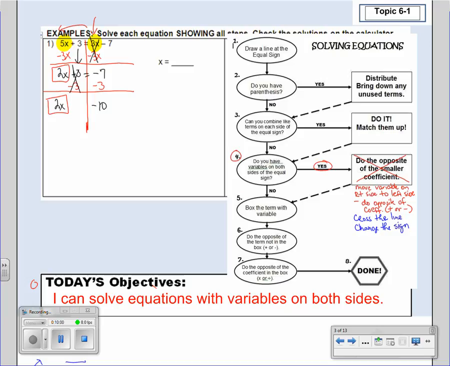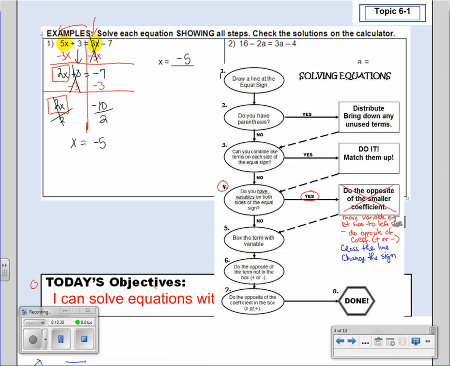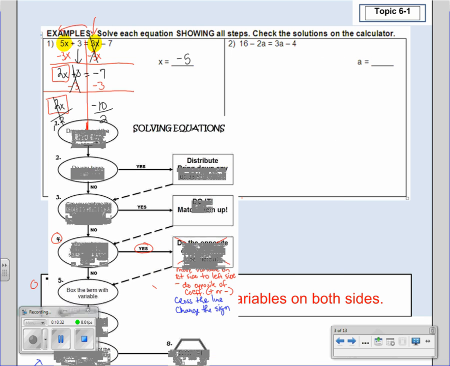Last step says do the opposite of the coefficient in the box. So I need to get rid of the coefficient that's in the box. That's the 2. It's being multiplied by x, so the opposite is divide by 2. And notice I do not change the sign of this 2 because it's in the box. I cannot change the sign. The 2's will cancel. On the left, we're left with x. Negative 10 divided by 2 is a negative 5. So our answer is x equals negative 5. We're going to apply this same process to our other side now.